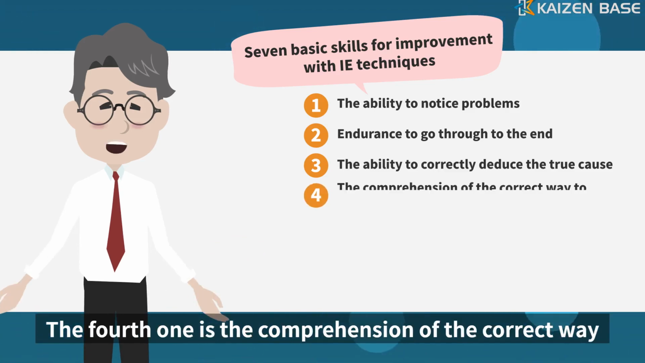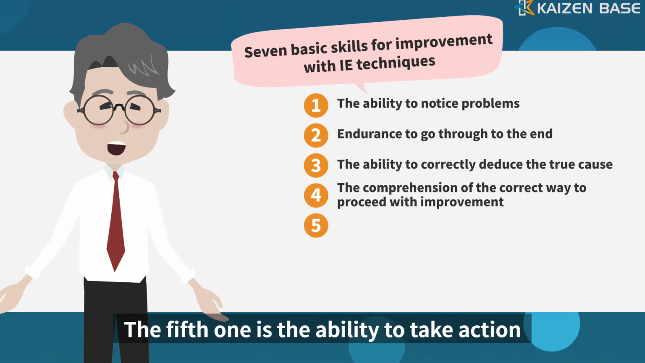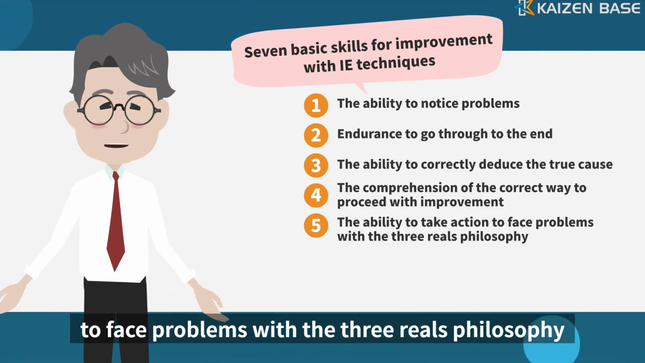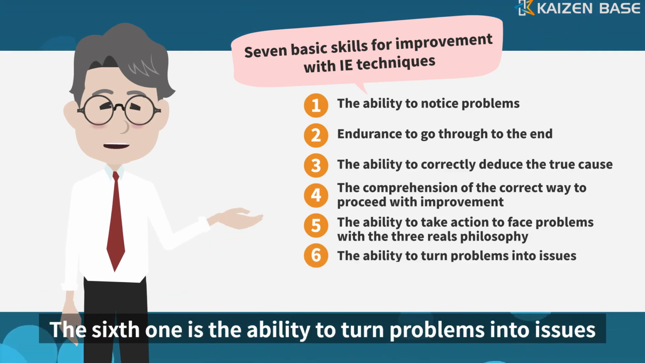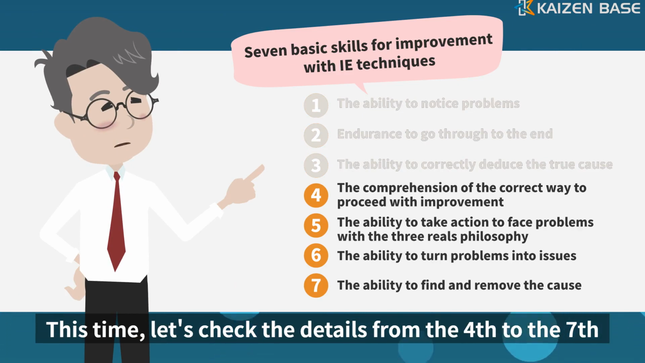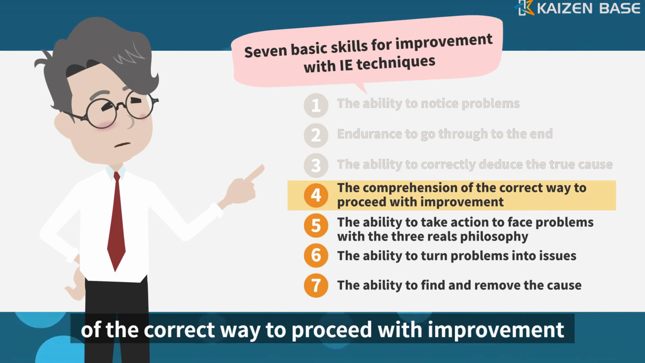The fourth one is the comprehension of the correct way to proceed with improvement. The fifth one is the ability to take action to face problems with a 3 reals philosophy. The sixth one is the ability to turn problems into issues. The seventh one is the ability to find and remove the cause. This time, let's check the details from the fourth to the seventh. First, let's take a look at the comprehension of the correct way to proceed with improvement.